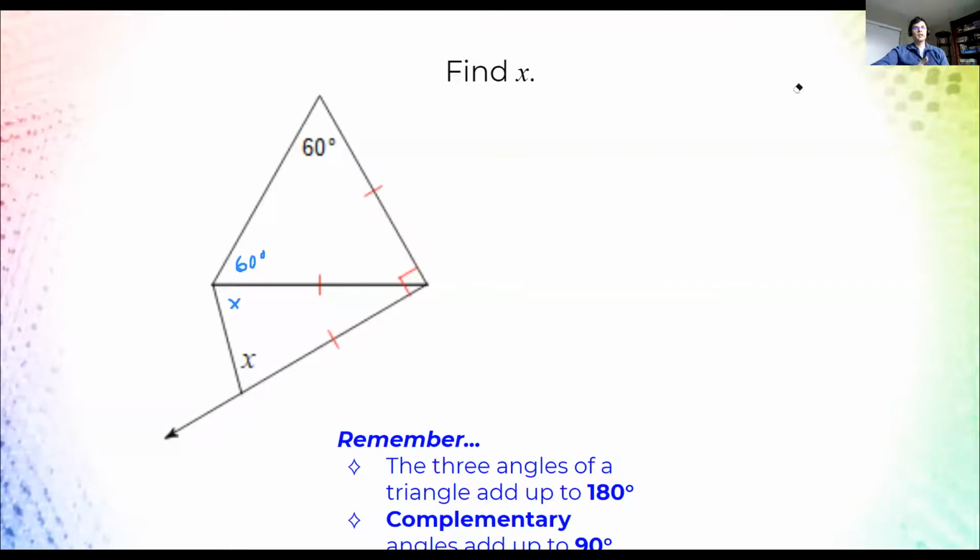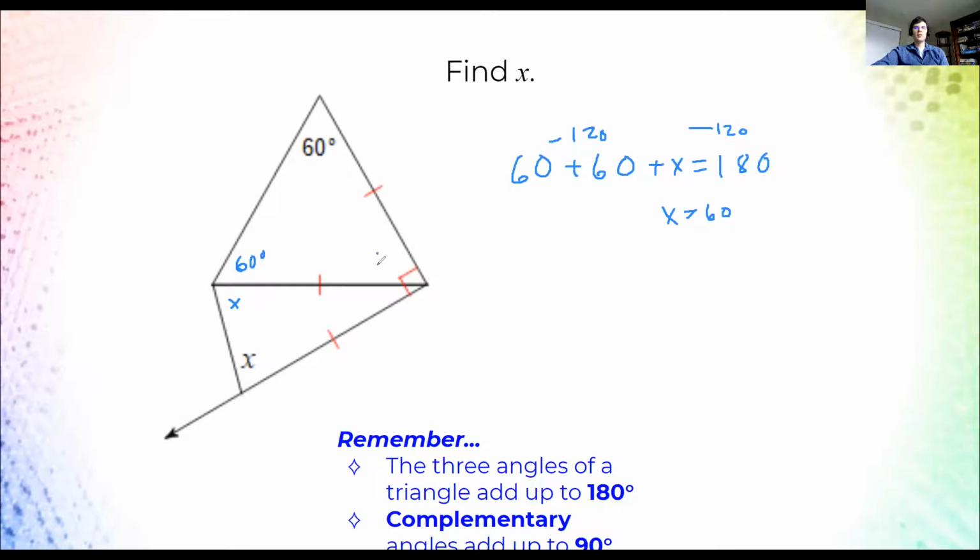Now what? Well, I don't know much more, but I do have 2 out of the 3 angles in a triangle. And you'll remember we just said if I know 2 out of 3, I should find the third. So I'm going to do 60 plus 60 plus x equals 180. And I'm going to get x equals 60. How do I know that? Well, I subtracted 120, two 60s, from both sides, right?